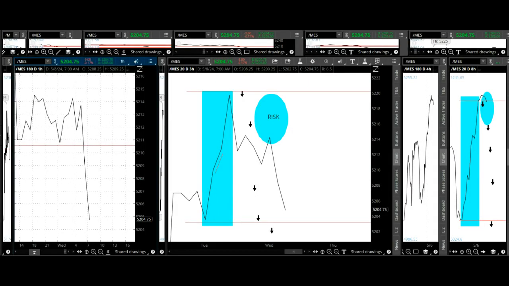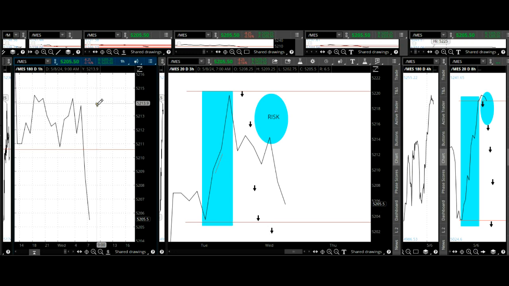Today we have a good example of a fractal right here, a slider, that was posted the other day. The top is here and the bottom is here. You go short here, you put your stop, and we were around here when we entered, so here's your area of risk. Okay.